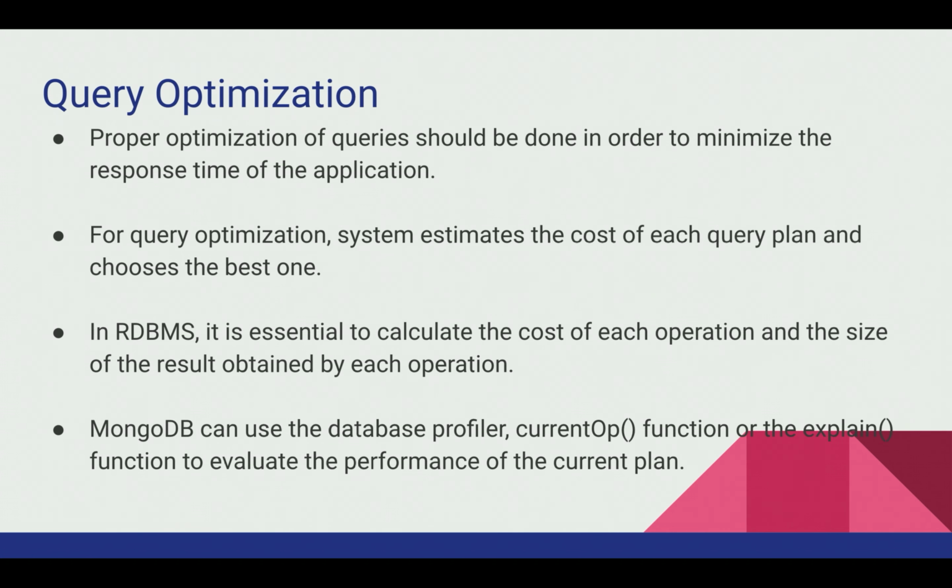MongoDB provides a database profiler that calculates the cost of each operation and evaluates the performance of the current plan. This can also be done using the current operation function. And there's another function, the explain function, which displays the query plan along with other execution stats.